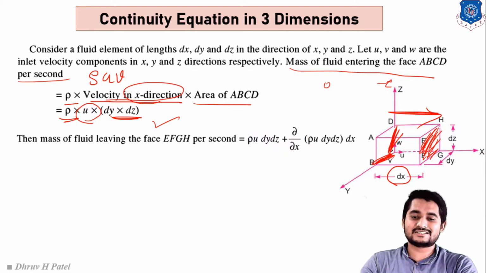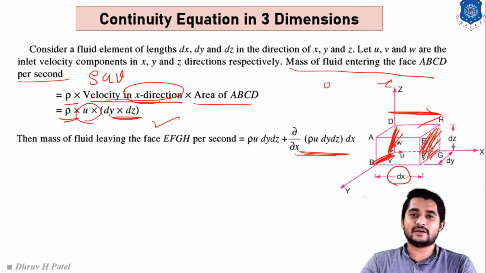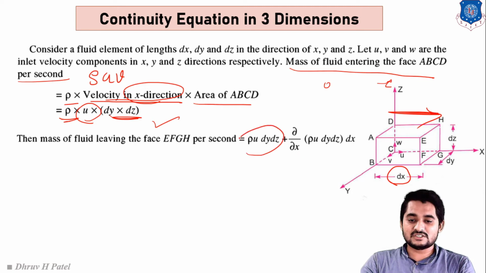Clear? Here you have to understand this formula, partial differentiation. Why do we have to take partial differentiation? In the previous chapter we have learned that if any parameter depends on more than one quantity, that can be represented by partial derivatives. In fact, in the Euler equation we have used it. So similarly in this equation, mass of fluid leaving from EFGH will be the original mass rho u dy dz, that is entering from ABCD here, and some gain in the mass, that will be this.